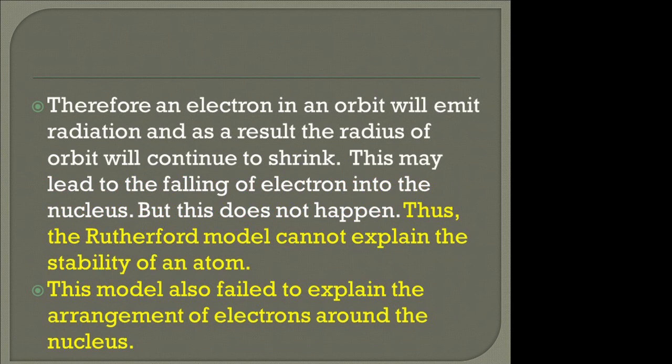Therefore, an electron in an orbit will emit radiation, and as a result, the radius of orbit will continue to shrink. This may lead to the falling of electron into the nucleus. But this does not happen. Thus, the Rutherford model cannot explain the stability of an atom. This model also failed to explain the arrangement of electrons around the nucleus.